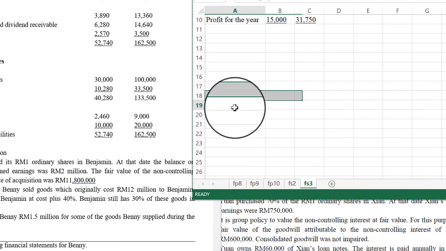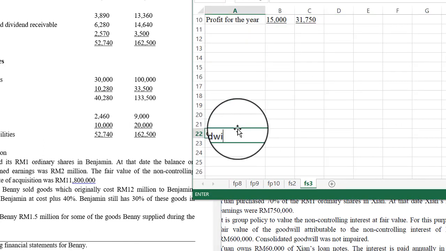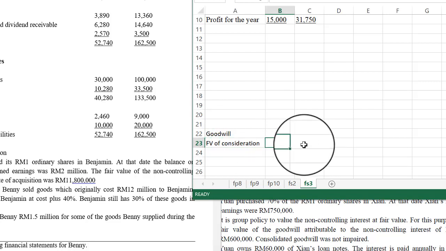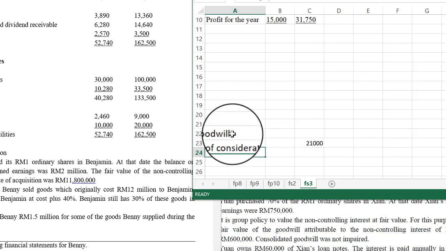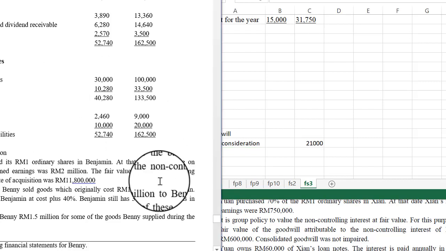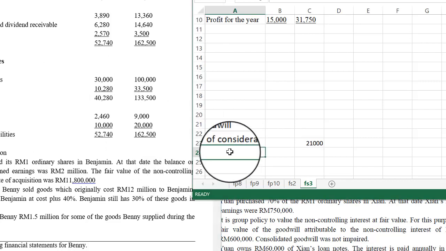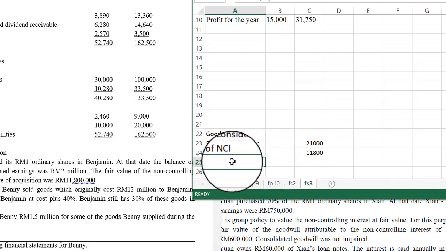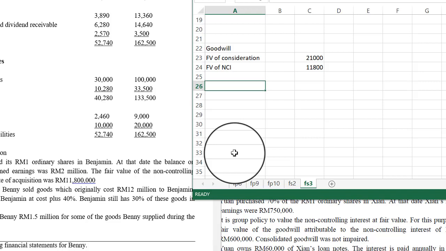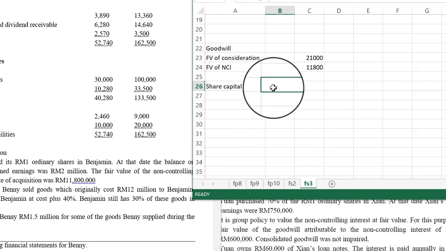So first, let's try to calculate goodwill. So fair value of considerations. The company Benny actually spent 21,000. Okay, and then when you buy over the company, now here they mention the fair value of NCI. So here you have fair value of NCI is 11,800. Okay. So the share capital of subsidiary company Benjamin. Share capital for this company is 30,000.